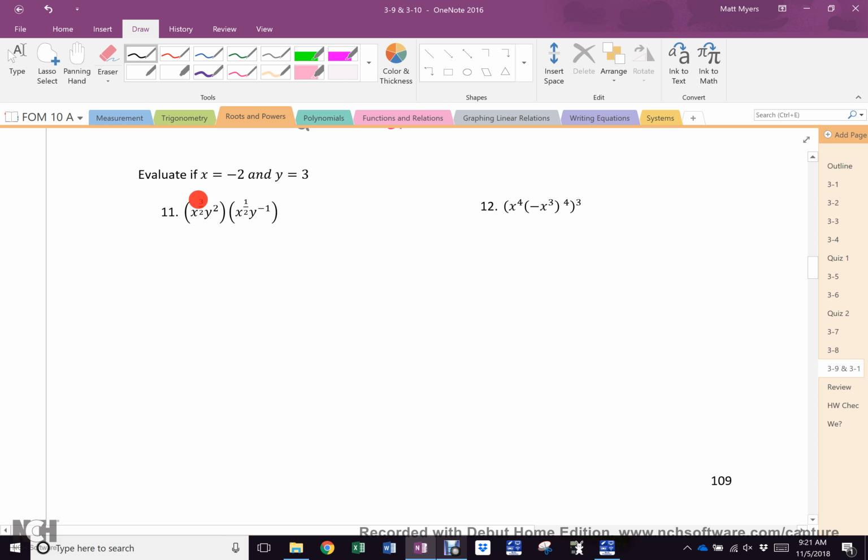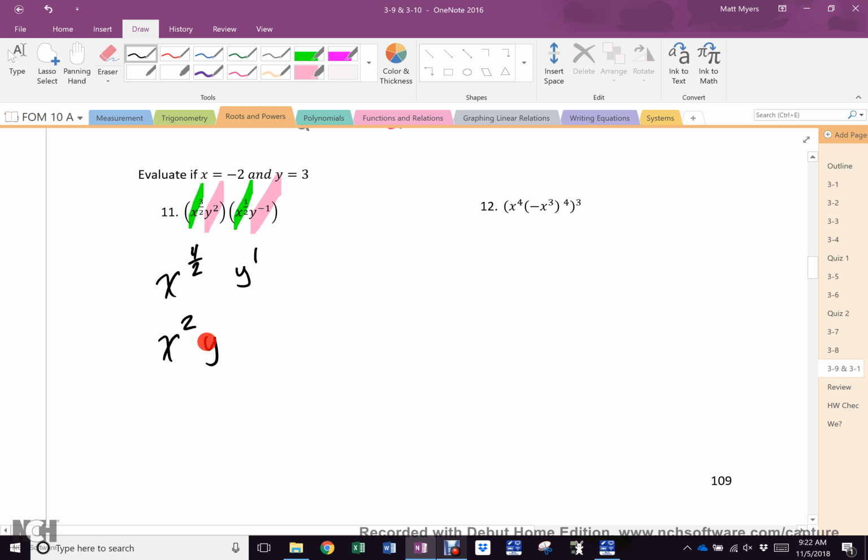What do I do with 2 x's and their exponents? Add them. What's 3 halves plus 1 more half? 4 halves, which is what? X squared. What should I do with y and y that share? I should add them. What's 2 plus negative 1? Y to the 1. X squared y.